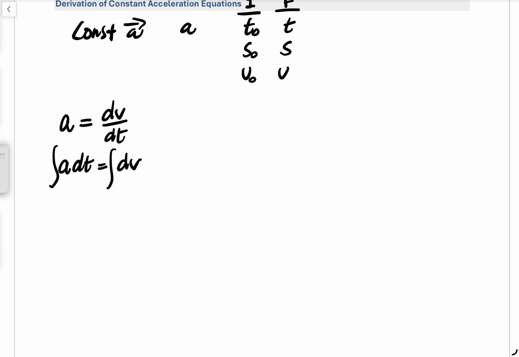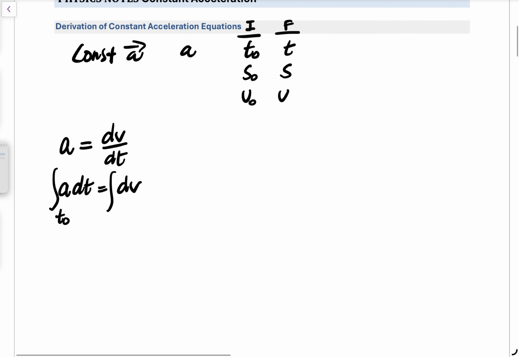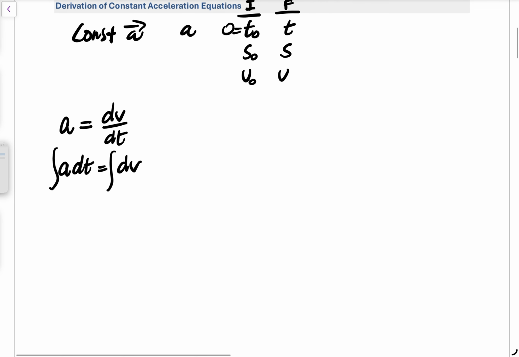We're going to integrate both sides. On the left-hand side, I'm integrating with respect to dt. So I'm going to go from t naught. Actually, I'm going to be more specific and say that our initial t is 0. It just makes it a little less messy as I'm putting these bounds in here. So for t, we're going to go from 0 to whatever some final time is. For my velocity, I'm going to go from v naught to v.